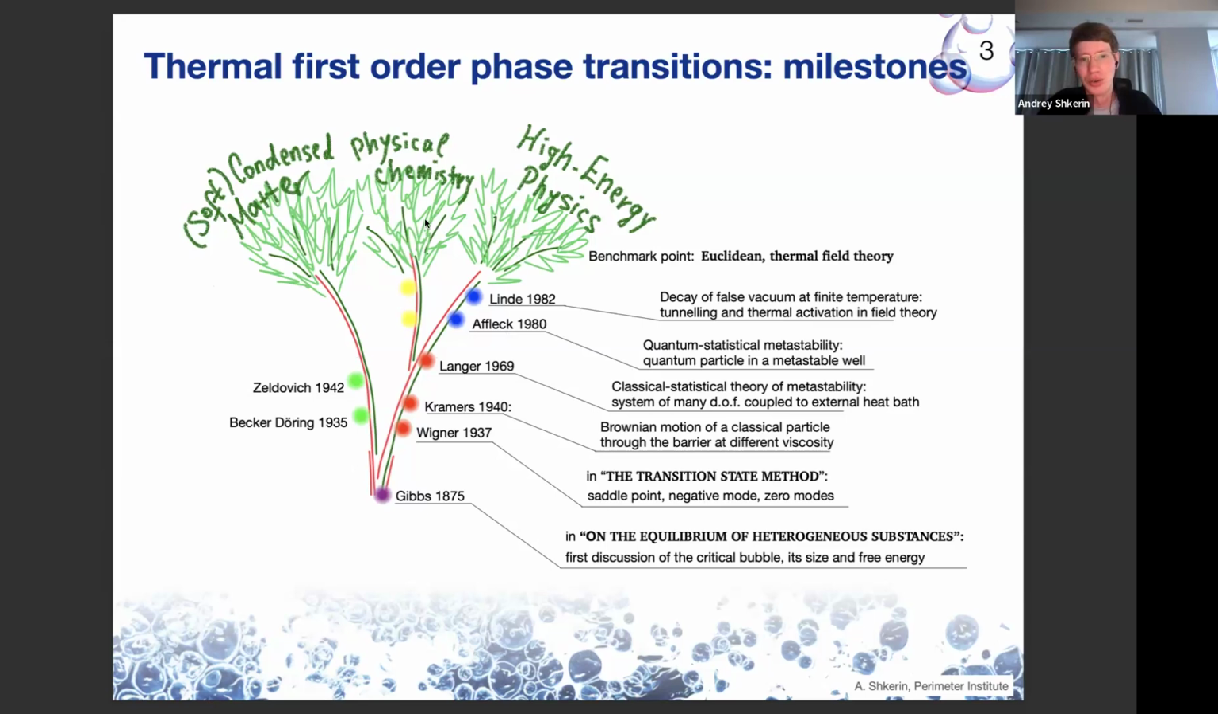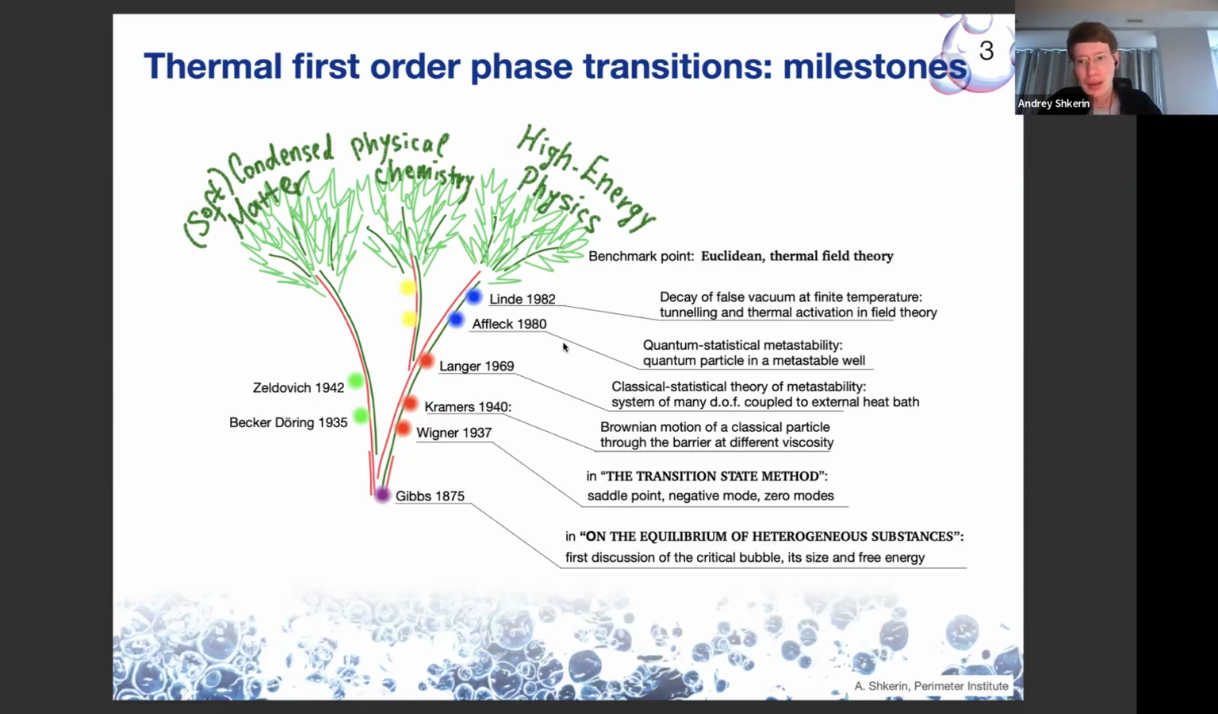So there was a similar line of development in other branches, such as condensed matter or soft condensed matter or physical chemistry, but I know much less about these developments. But one common thing about these developments is that we always have some benchmark theory which gives us certain predictions about key observables, such as decay rate or the shape of the critical bubble, which we need to test in experiments or maybe in numerical simulations.